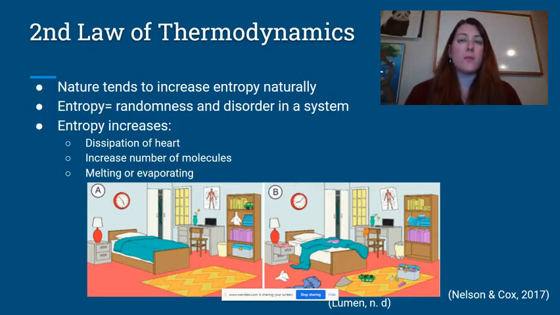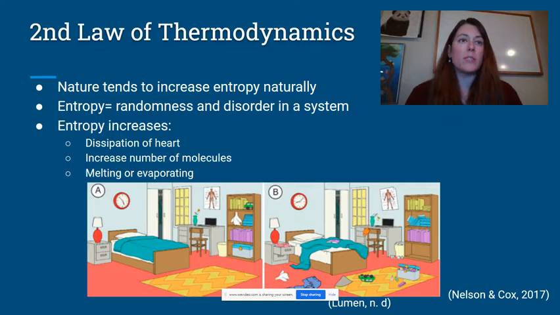The second law of thermodynamics states that nature tends to increase entropy naturally. Entropy is the randomness and disorder in a system. The state of entropy refers to both energy and matter. Entropy will increase in a system when there is a dissipation of heat, an increased number of molecules, or a change in the state of matter, such as melting or evaporating.